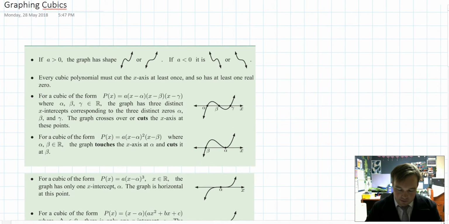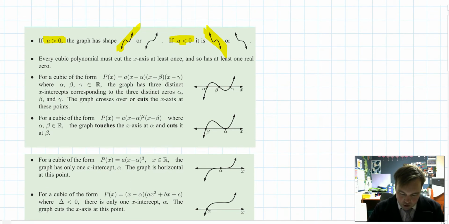Alright, so here, one thing they do differ in is the end behavior. Now, cubics will either do that or this, depending on whether A has a value that's greater than 0 or less than 0. Every cubic polynomial must cut the x-axis at least once and therefore has at least one real root. Alright, cubics in any form can look like this.